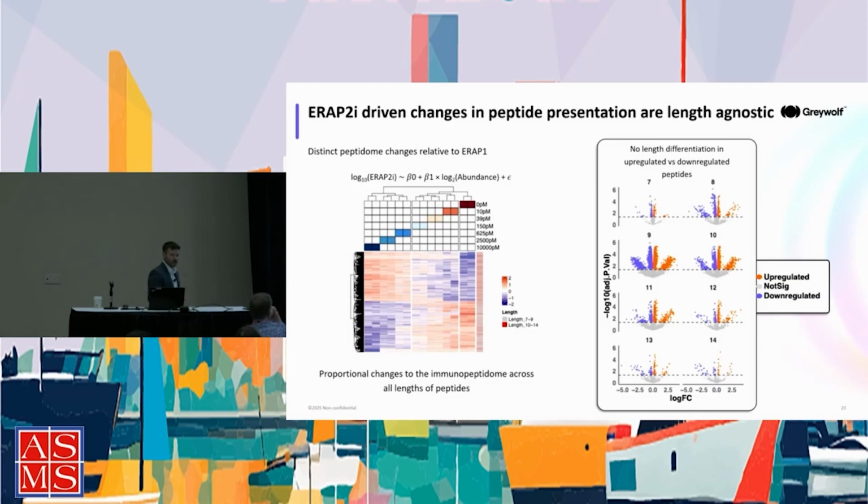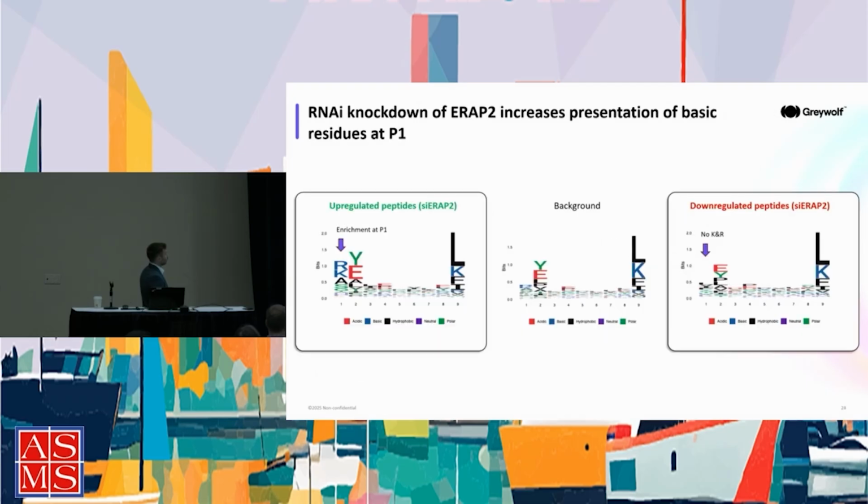So 2 very similar enzymes, both sit in the same subcellular location, doing different things to substrates in that ER. So no length preference whatsoever, and then again illustrated by the same thing on the right-hand side, where now if you stratify those differentially expressed peptides, you're getting no difference in the length between all of the upregulated and downregulated. So we started to think ERAP2 will be doing something different, but what is it doing differently to ERAP1?